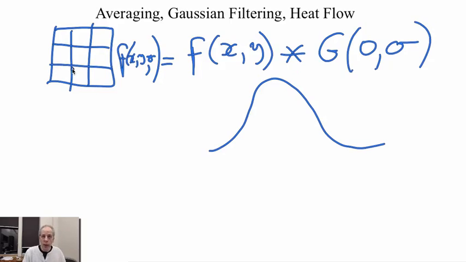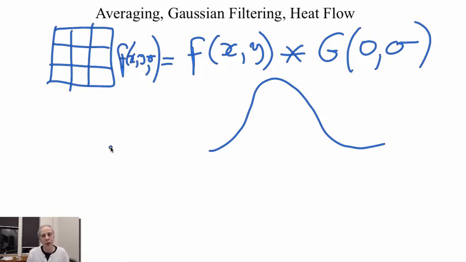So what we are doing is a weighted average. We are replacing the pixel by a weighted average around it. That's all we are doing. Now, this function is very interesting. Once again, it's x, y, sigma, because it depends on the variance of the Gaussian. So let's write something interesting here.